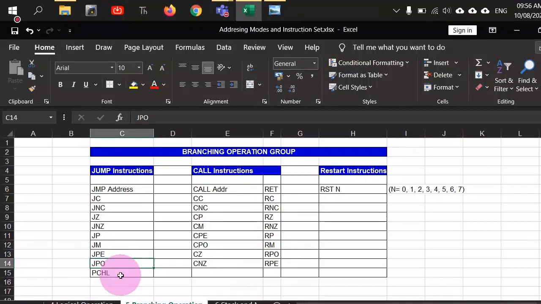This JMP address is an unconditional jump. It won't check the flag register. It will just jump to whatever location has been specified. And these other instructions will check the flag register, and accordingly make a jump to the address specified after them, if that condition is met. Similar to jump instructions, we have call instructions, which can also be conditional or unconditional call instructions.